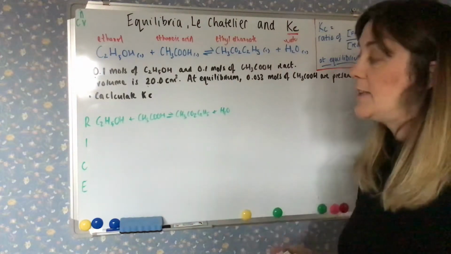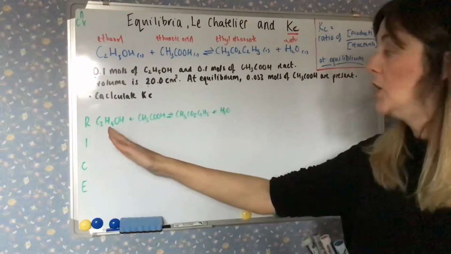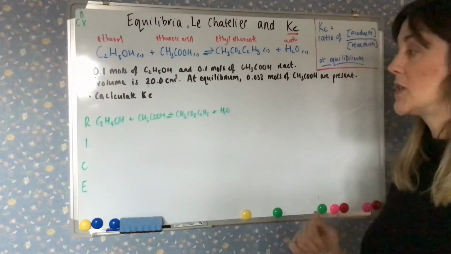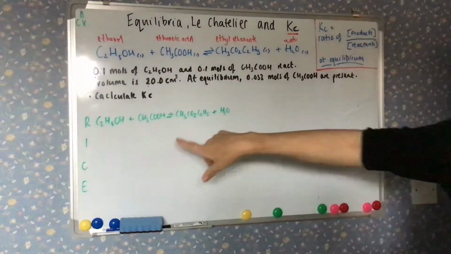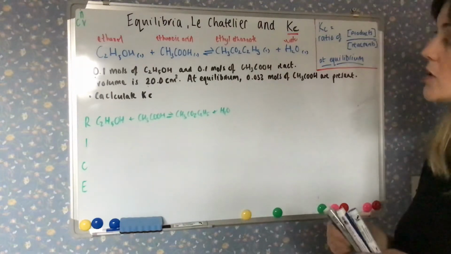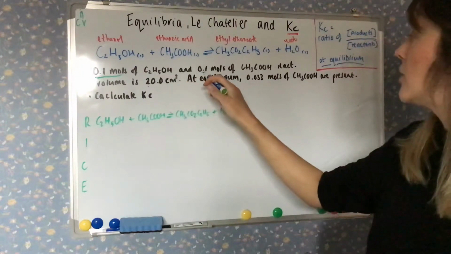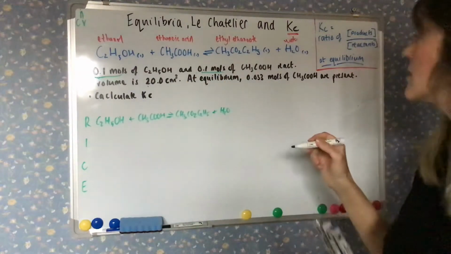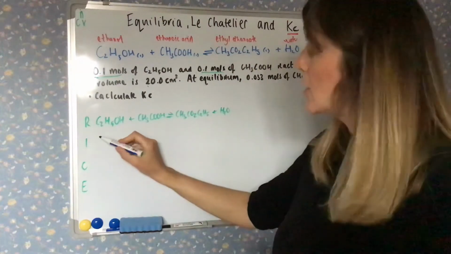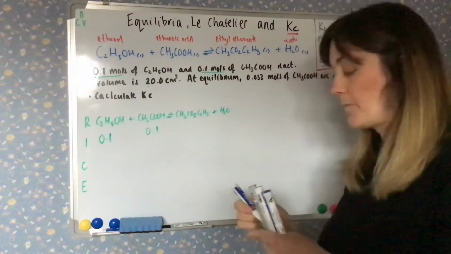So I, C and E refer to the number of moles of each of these different substances. It doesn't refer to the concentration, it refers to the moles. So you can fill this table in using all the information from the question. First of all, we are told that we've been given 0.1 moles of ethanol and 0.1 moles of ethanoic acid. They react, so that must be their number of moles at the start of the reaction. So fill that in, 0.1 and 0.1.